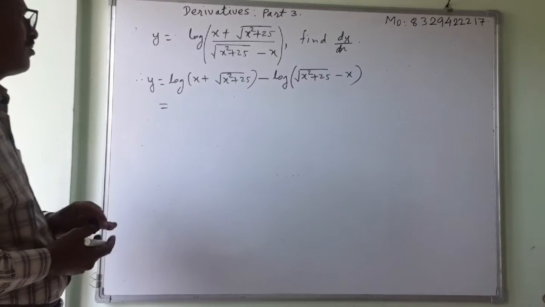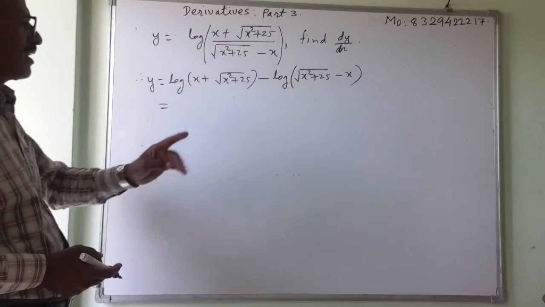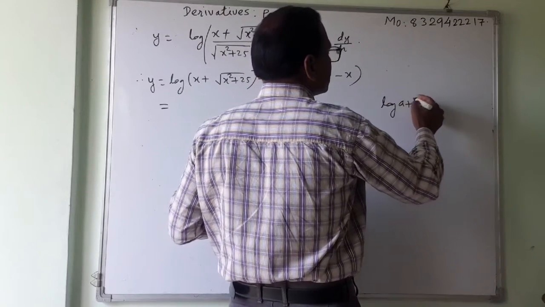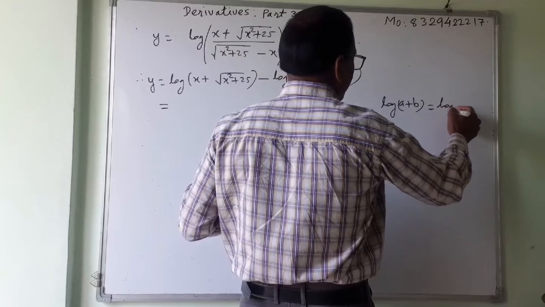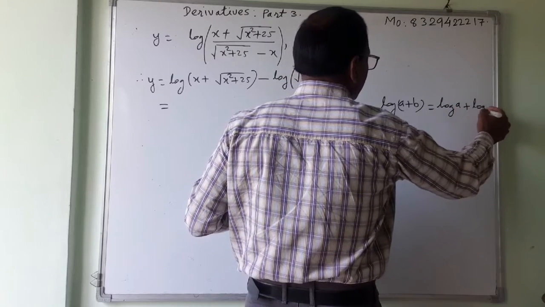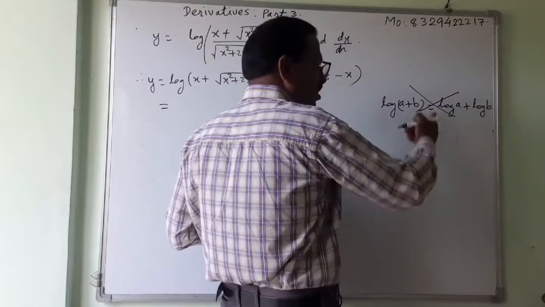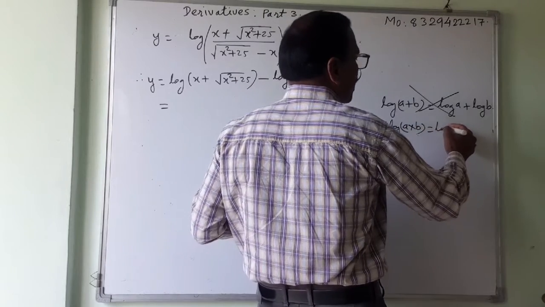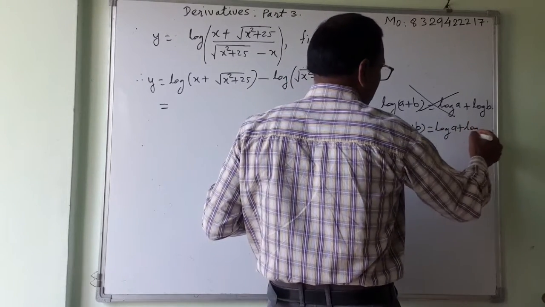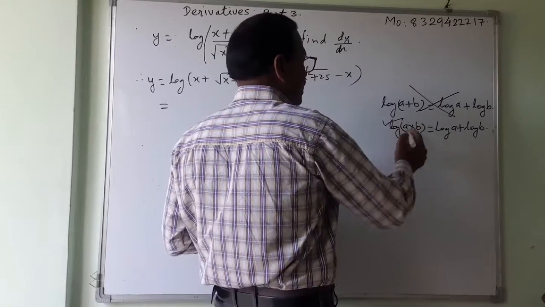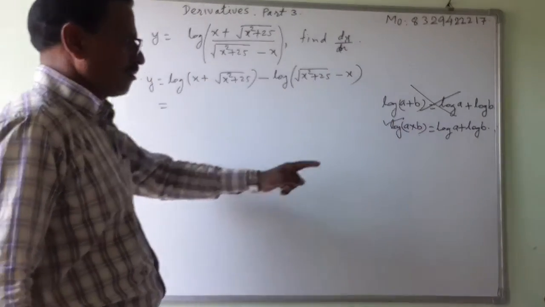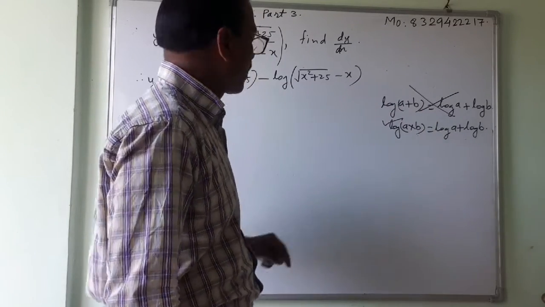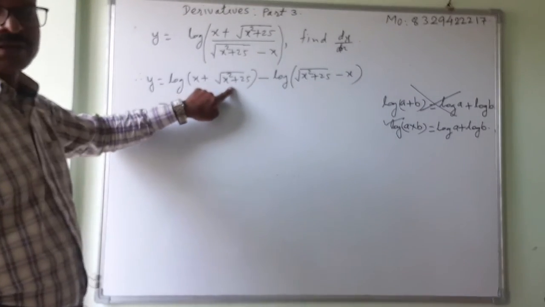Now, there is no simplification here, but remember that beginners may make a mistake. Log of a plus b is equal to log a plus log b. This is totally wrong, because for addition it should be log of a into b is equal to log a plus log b. Many scholar students also make such mistakes during the examination. This is correct, but this is not correct. So this we cannot separate.